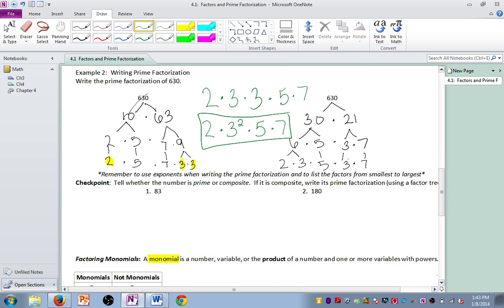For this checkpoint, press pause. I want you to create 2 factor trees for these two numbers, 83 and 180. Find the prime factorization. Remember, you list your factors from smallest to largest, and you use exponents if you have more than one of the same factor.